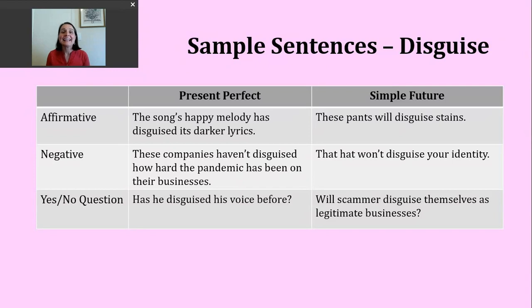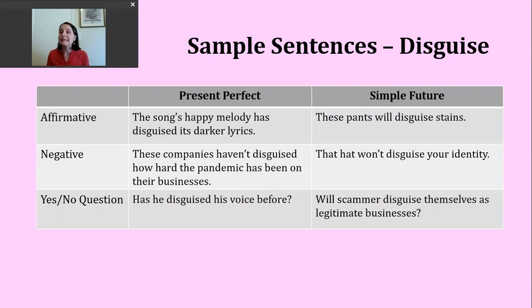If you want to make a negative simple future sentence, you need to insert not after will. It's very common to hear people use the contraction form won't and then our base verb. And you can see that in the example here. That hat won't disguise your identity. So here this person is really saying, if you wear that particular hat, people are going to know it's you. You will still be recognizable to them.